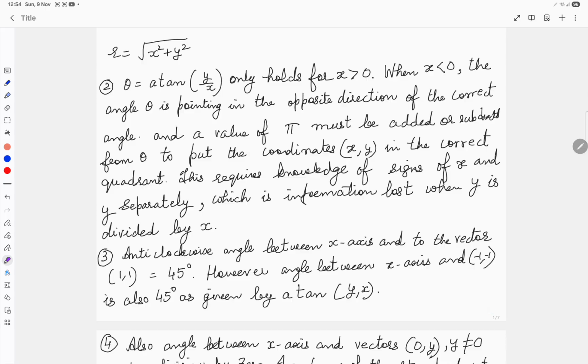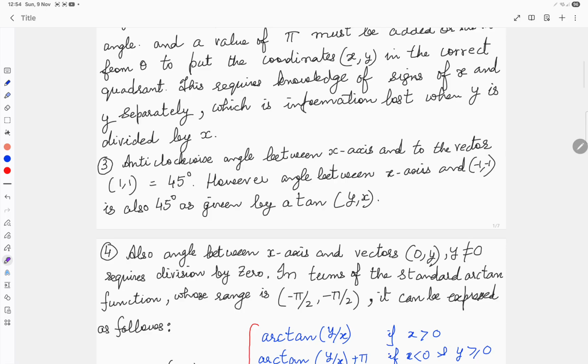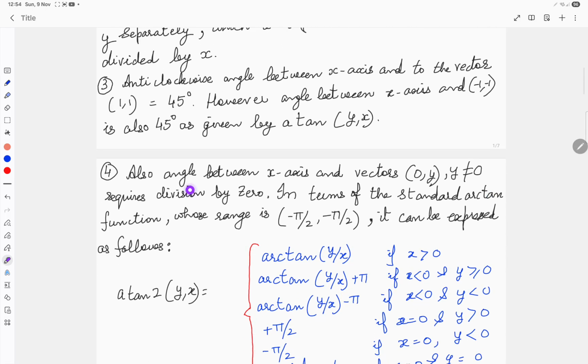This is the case when x is less than 0. And there is a second problem also. What is the second problem? The angle between the x-axis and the vector 0 comma y. In this case, what happens? There is a divide by 0 situation. It requires division by 0 in terms of the standard arctan function, and the standard arctan function will give me values of theta between minus pi by 2 and, sorry, here I have to put plus pi by 2.